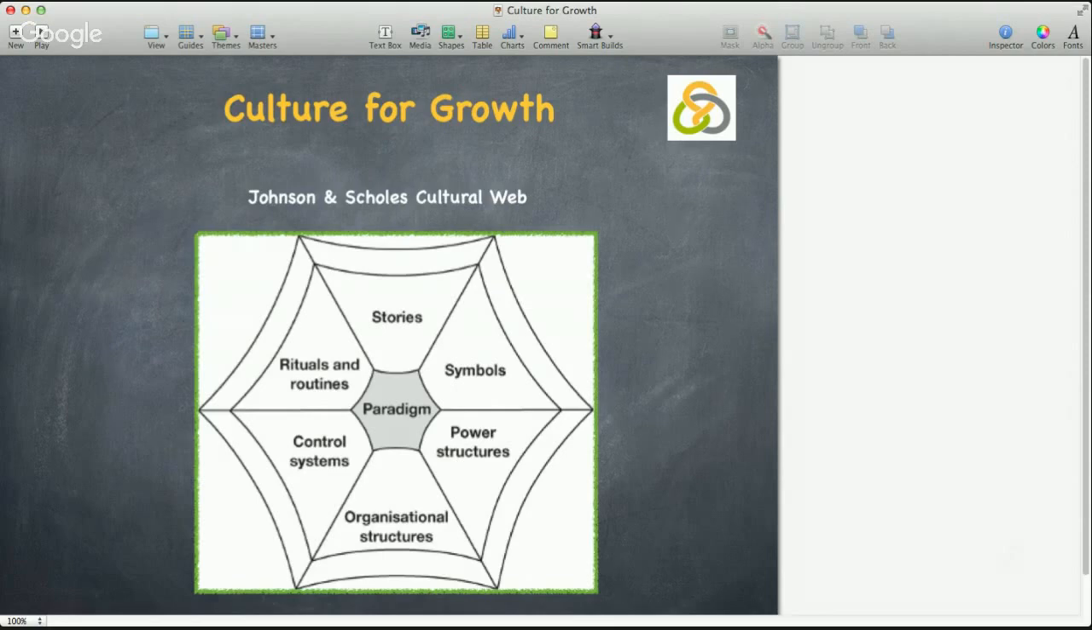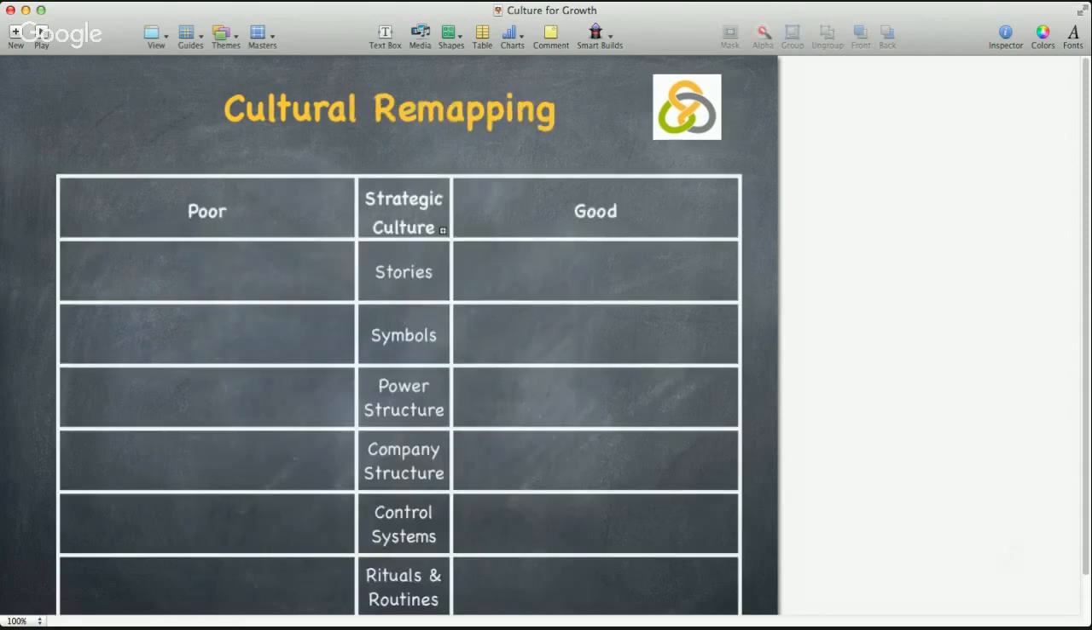So how might we use this model? We can remap the strategic change. The mapping exercise can be especially useful in getting managers and owner managers to think about what can affect change in the culture of the organisation.